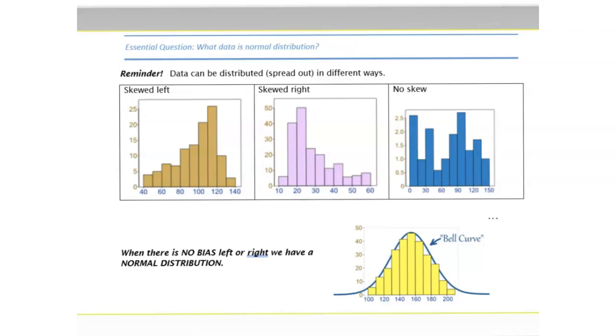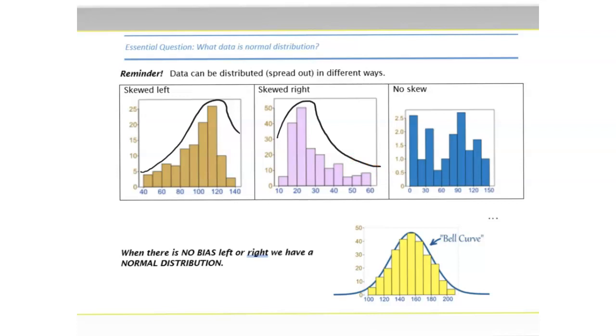But starting off, we can have data that is skewed left, which simply means that the majority of our data is on the right and the smaller part is on the left. So it's skewed left. There's like a tail on the left side. We can have data that is skewed right, where the majority of our data piles up on the left side, but the tail of our data is on the right.